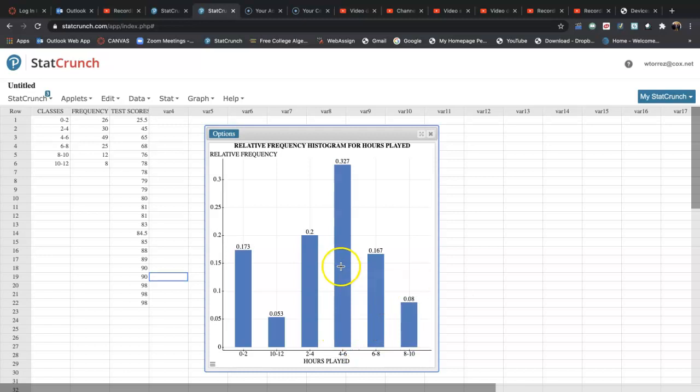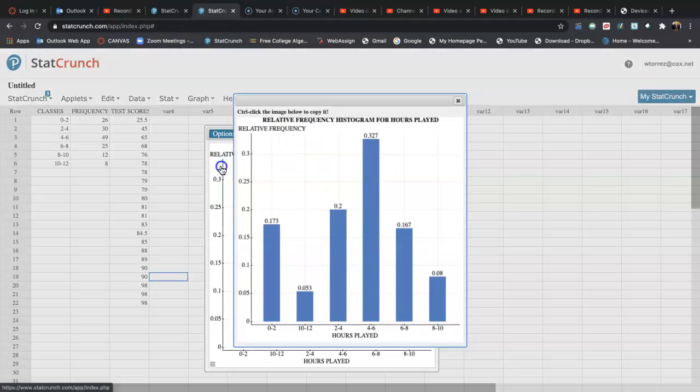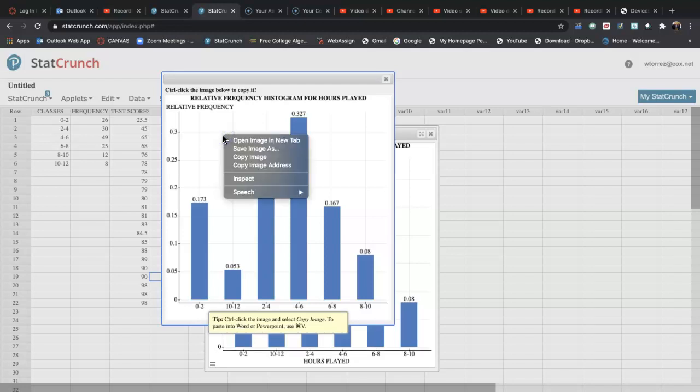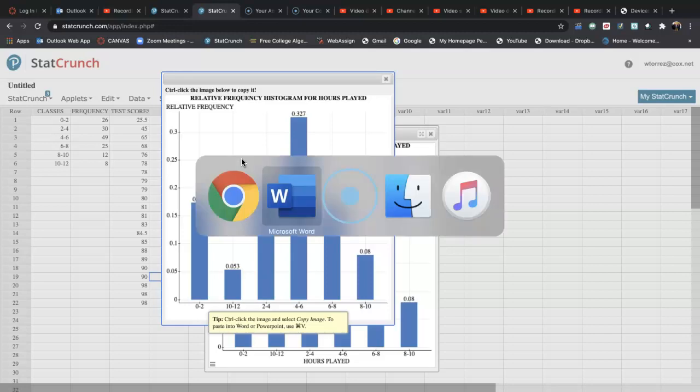Okay, so now let's go ahead and copy and paste this into our document. So how do we do that? We go up to Options, and we select Copy, and then we get this new graph, and in this new graph it says Control-click the image below to copy it. So on your keyboard, go ahead and hit Control and click the mouse. You get this pop-up window, and we'll copy the image, and then we'll go back to the document and paste it right into the document.